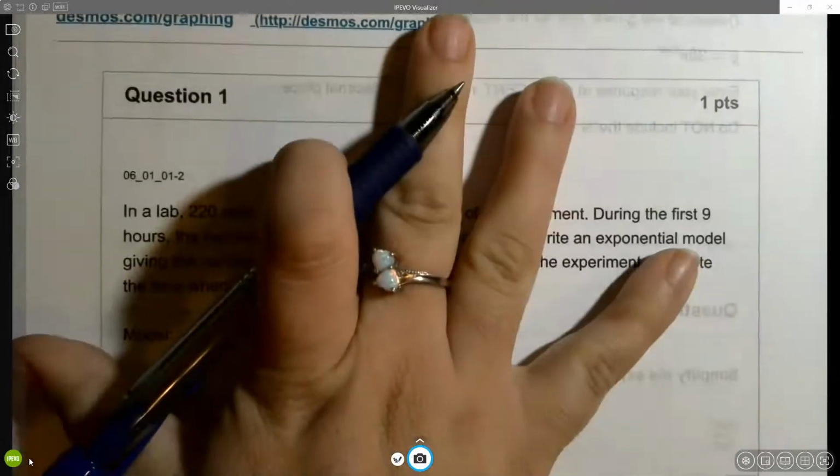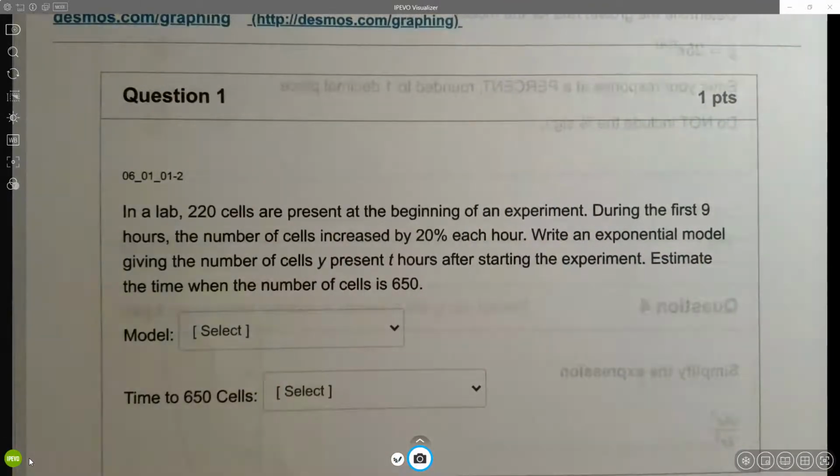So in this video, I'm going to go over the review for the practice quiz for 6.4. The first question says, in a lab, 220 cells are present at the beginning of an experiment. During the first 9 hours, the number of cells increased by 20% each hour. Write an exponential model giving the number of cells y present t hours after starting the experiment. Estimate the time when the number of cells is 650.